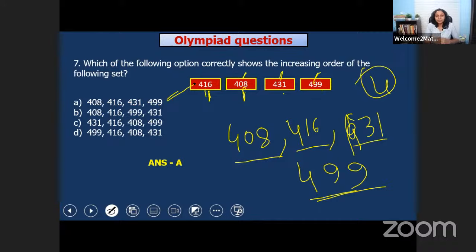Okay. So in this way, you have to do whenever you have an increasing order question, or you have a comparison of numbers. First you have to check the highest place, then the next place. If the highest place digits are the same, then you have to check the next place. In this way, you have to move forward. Got it? So now let's solve one more question.